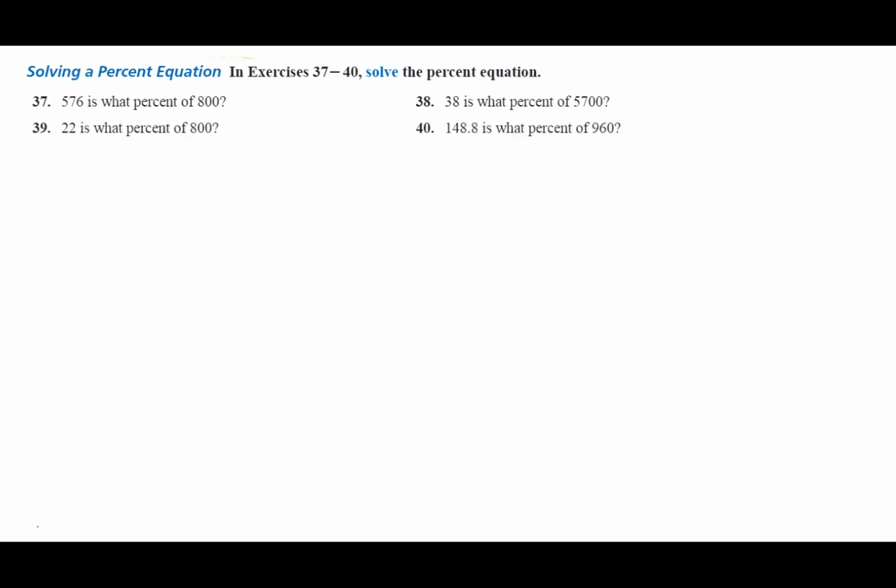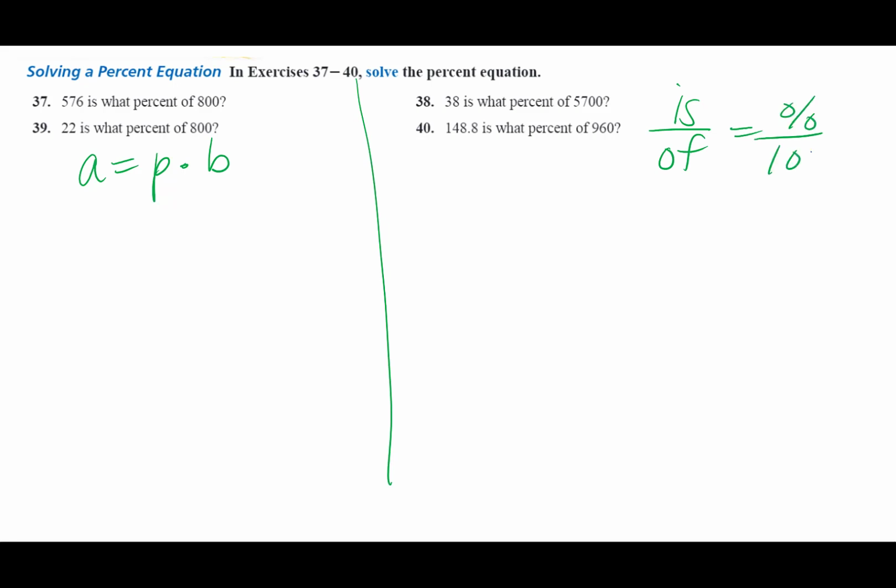Okay, last few problems for this video. Again, I want to show you a different way of writing these problems. In each of these problems, the actual percent is missing. And so let's do the same thing we've done before. We have our A equals P times B, and in 38 and 40, we'll use the is over of equals percent over 100.